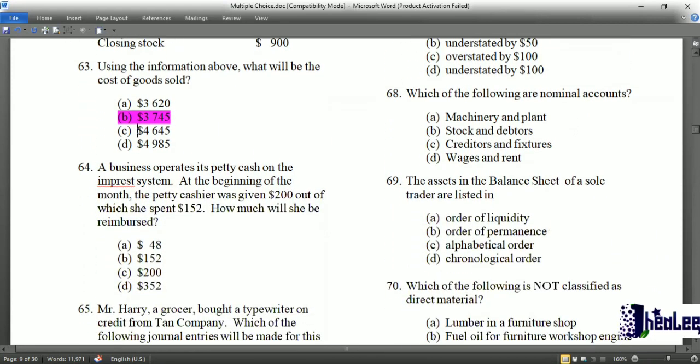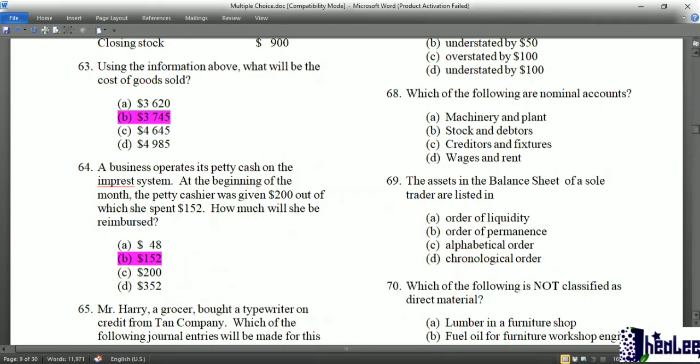Number 64, and this is petty cash book. A business operates its petty cash on the imprest system. At the beginning of the month, the petty cashier was given $200, out of which she spent $152. How much will she be reimbursed? So the petty cashier is operating using a float of $200. And for the period, she had spent 152. You need to get this float back to what, to 200. So therefore, you're going to give her back all of what was spent, which was $152. You don't want the float to be under or over.